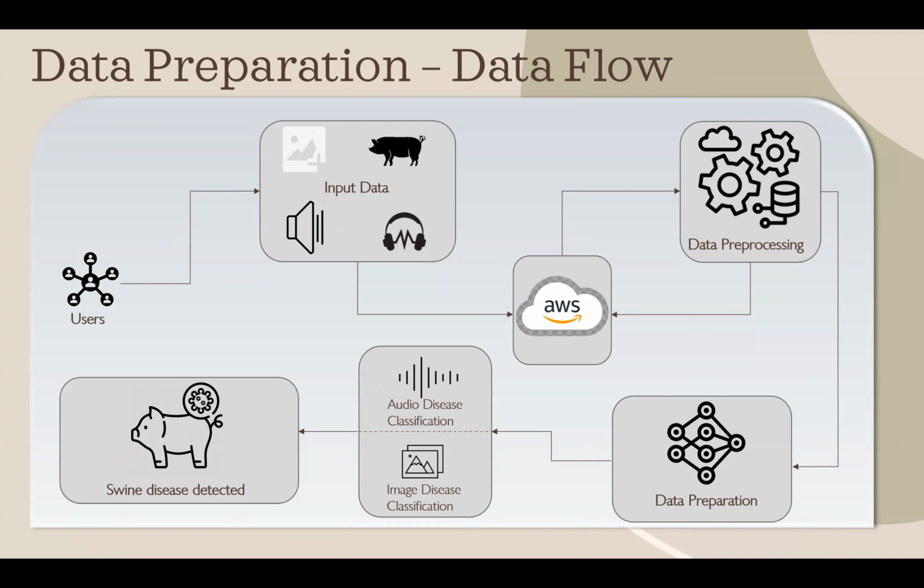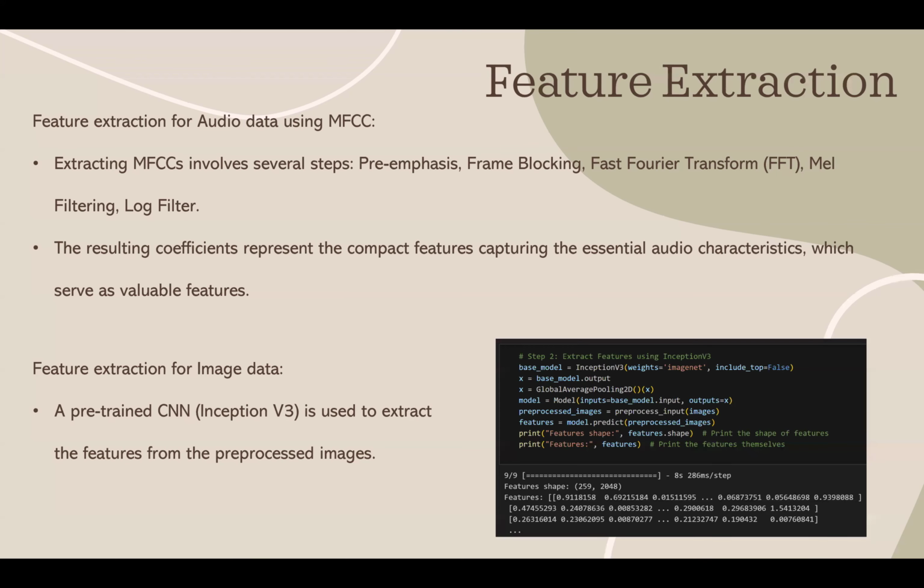This is the data preparation data flow. As you can see, users have access to the input data, which will be stored in a database. From this database, we do data pre-processing, and again the data will be saved in the same database. After data pre-processing, we do the data preparation step. Then we run the models on audio disease classification, and then we do the image classification to detect the swine diseases. Coming to the feature extraction for audio data using MFCCs.